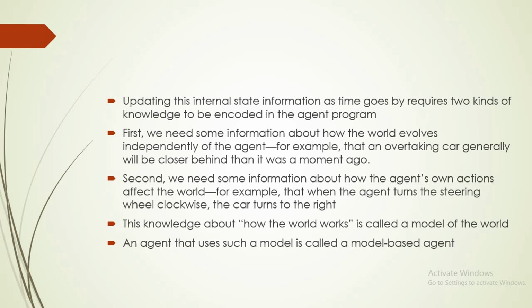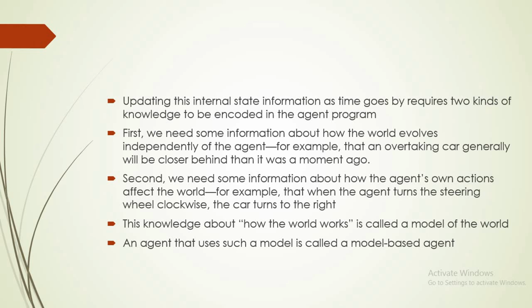First, we need some information about how the world evolves independently of the agent, without the agent affecting it. For example, an overtaking car will generally be closer behind than it was a moment ago. Second, we need some information about how the agent's own actions affect the world. For example, if the agent turns right, it should understand that the car goes rightwards, and left goes leftwards. Also, the agent should know that as it drives, the car is moving and the coordinates are changing at a given point in time. So the knowledge about how the world works is called the model.